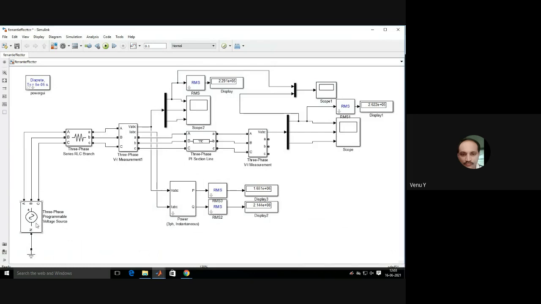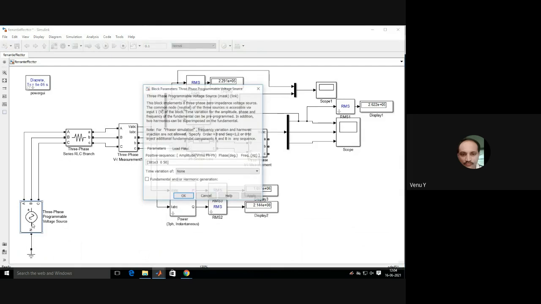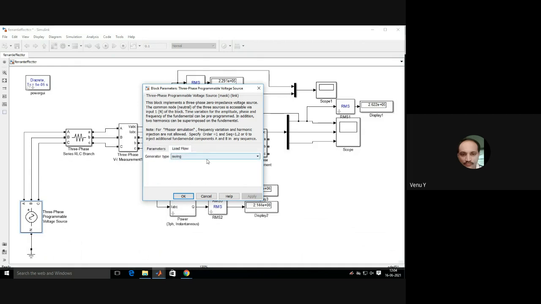This is the three-phase programmable voltage source in which 220 kV is used. 220 into root 3, you will get 381 kV. Frequency is 50 Hz. Load flow, it is swing bus.